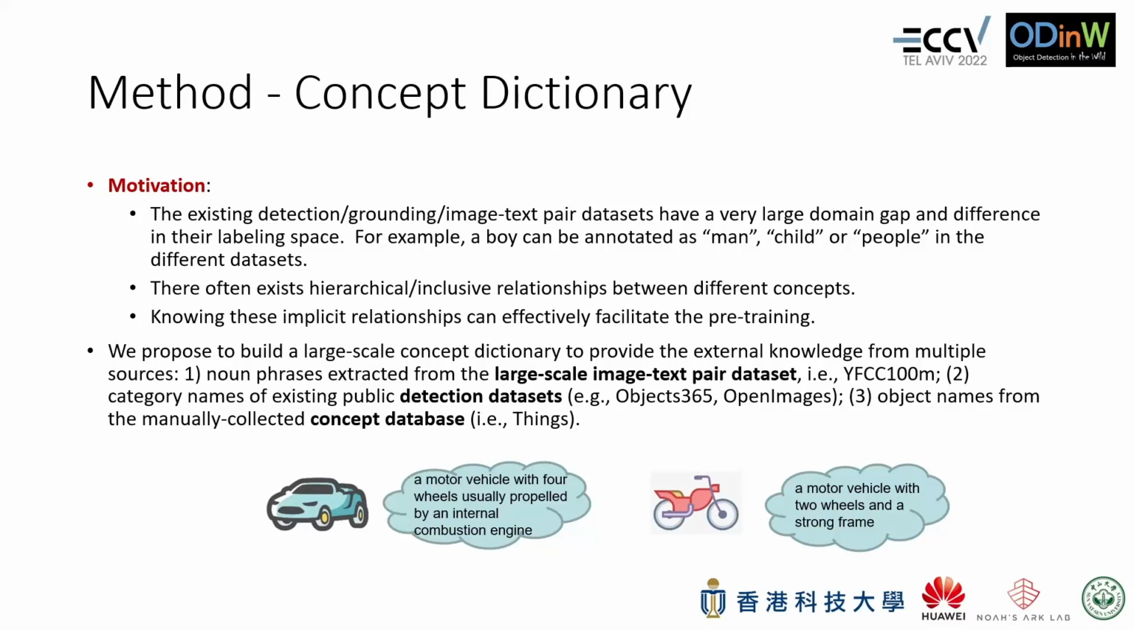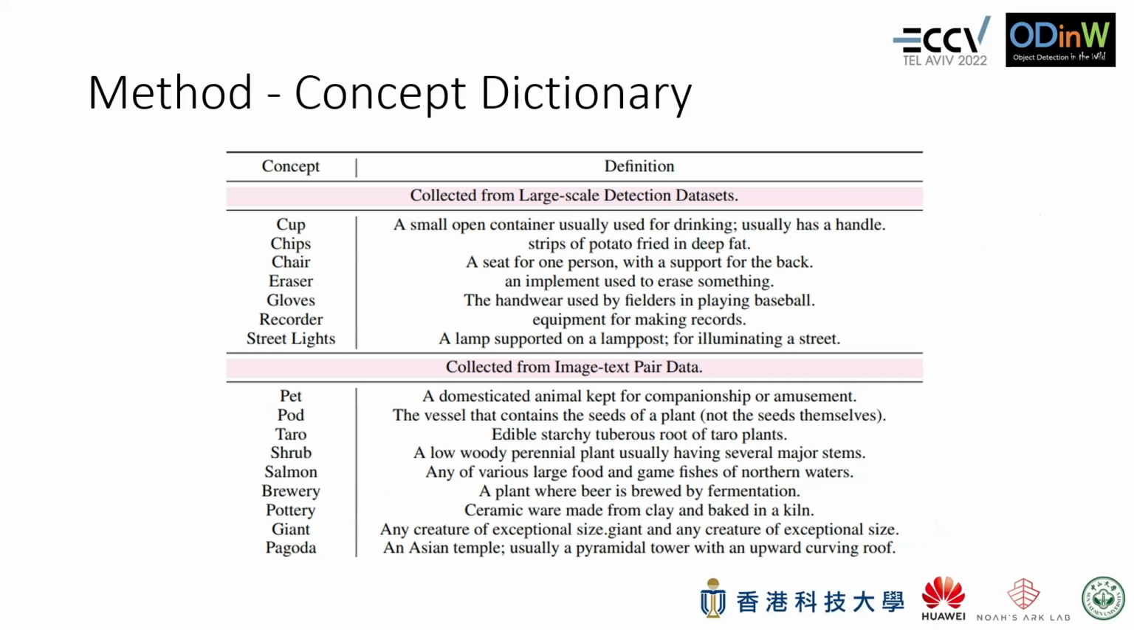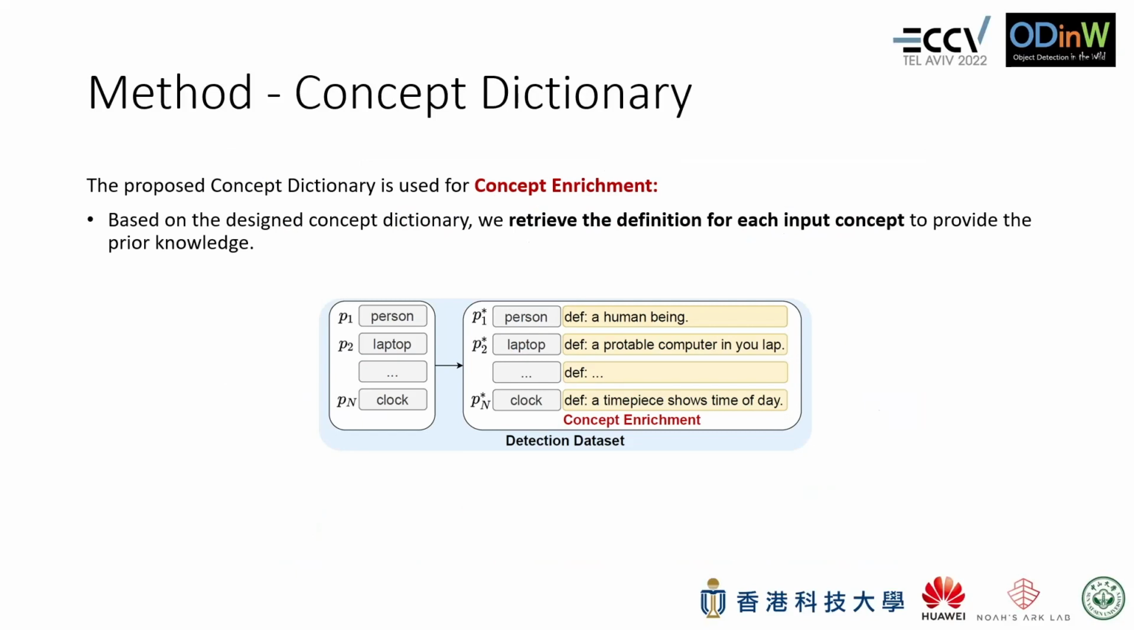Therefore, we propose to build a large-scale concept dictionary to provide external knowledge from multiple sources. 1. Noun phrases extracted from the large-scale image-text pair dataset. 2. Category names of existing public detection datasets. 3. Object names from the manually collected concept database. Here are some illustrations of our concept dictionary. Based on the designed concept dictionary, we retrieve the definition for each input concept to provide the prior knowledge.